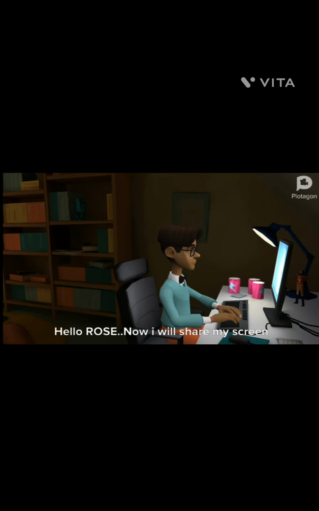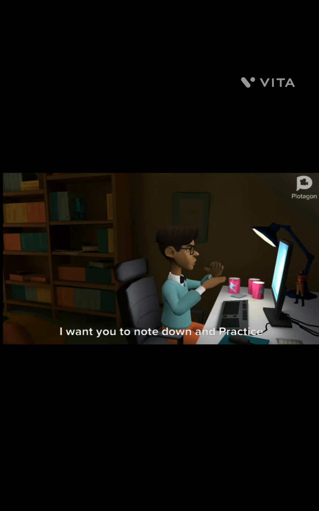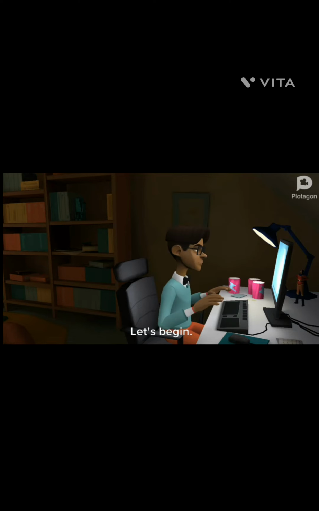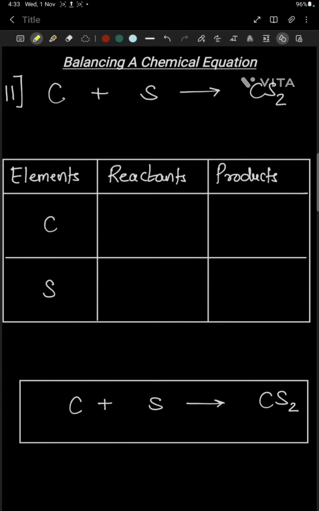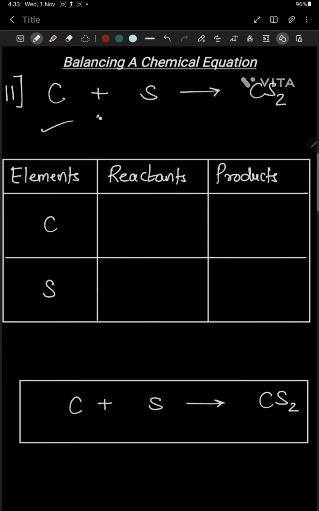Later in the evening. Hello, Rose. Now I will share my screen. Yeah, sure, Rose. I want you to note down and practice it. Let's begin. Screen sharing. New chemical reaction where we have carbon reacting with sulfur, giving us carbon disulfide.